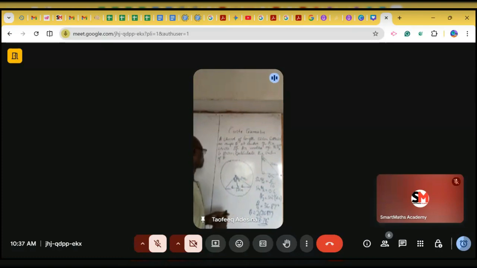Okay. So that's the answer at the center: 73.74. Now, I don't want to forget the case. Our length of chord is 2r sin(theta over 2).